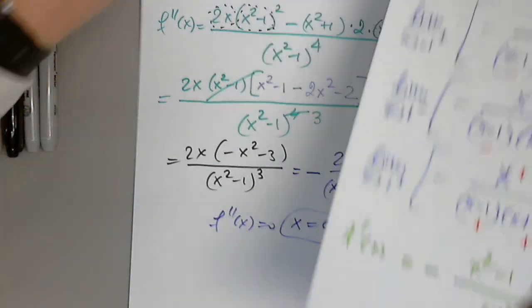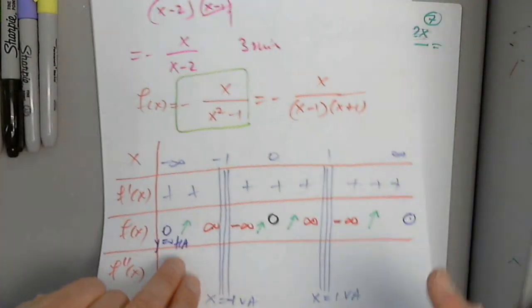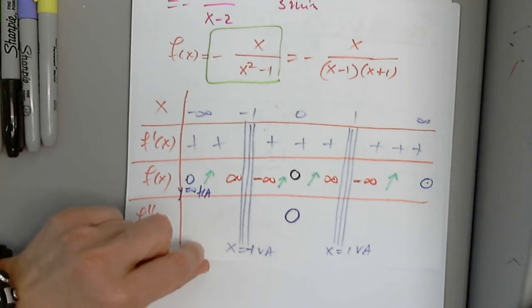So I go back to my table, like 15 pages ago, and I put 0 for the second derivative at 0.